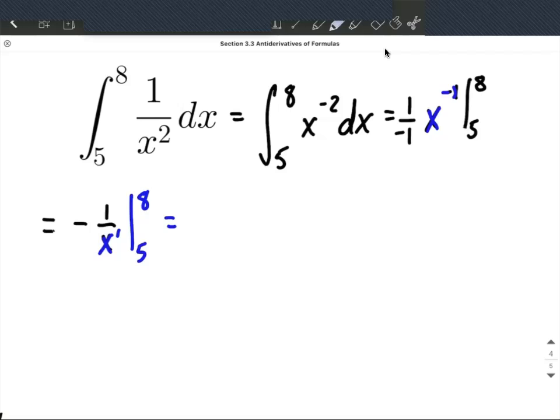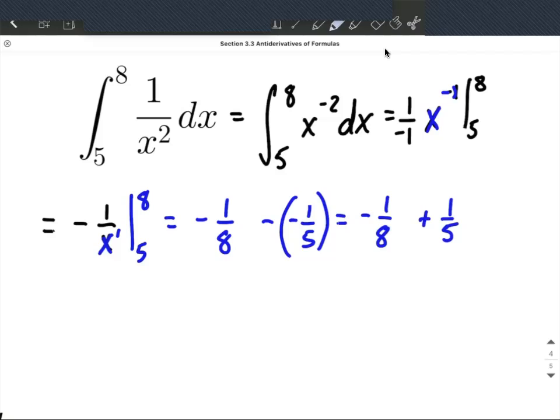And in my next step, I'm going to go ahead and replace the x with an 8 first. So 1 over 8 minus, now I'm going to replace it with a 5, so negative 1 over 5. Now really this is negative 1/8 plus 1/5. But we can get a little bit better answer than that. To do so, we would need to get a common denominator in order to combine these fractions together.